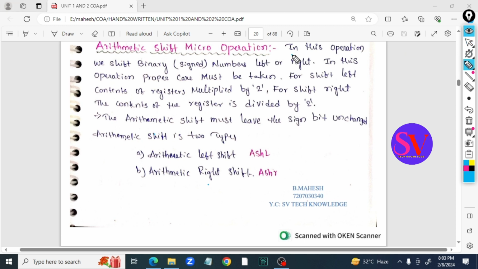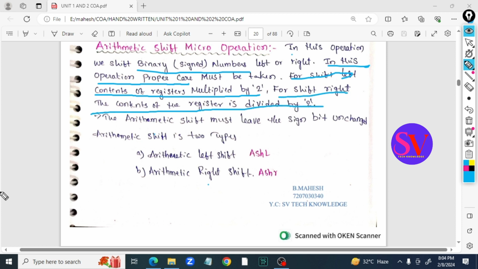The operations we discussed earlier were all performed on strings. But arithmetic shift micro operations are performed on binary signed numbers. Okay, in this operation we have to take proper care, otherwise you will lose some data. For shift left, the contents of the register are multiplied by 2. For shift right, the contents of the register are divided by 2, as we discussed earlier also.